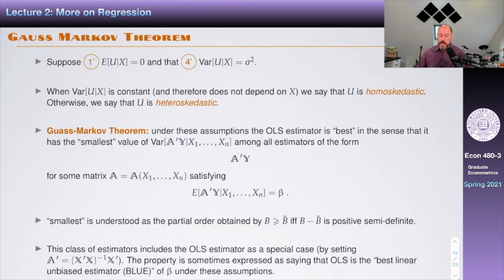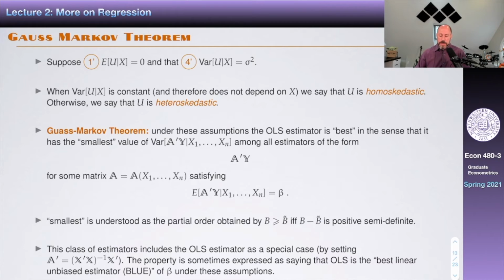Then we have the Gauss-Markov Theorem. Here, to derive the Gauss-Markov Theorem, we're going to use 2 deviations from the assumptions that we had before. The first one, I'm going to use u prime again. U prime is that the expected value of u conditional on x is equal to 0. And the other one is we're going to add an assumption that I'm going to call 4 prime here, which is that the variance of u given x is sigma squared.